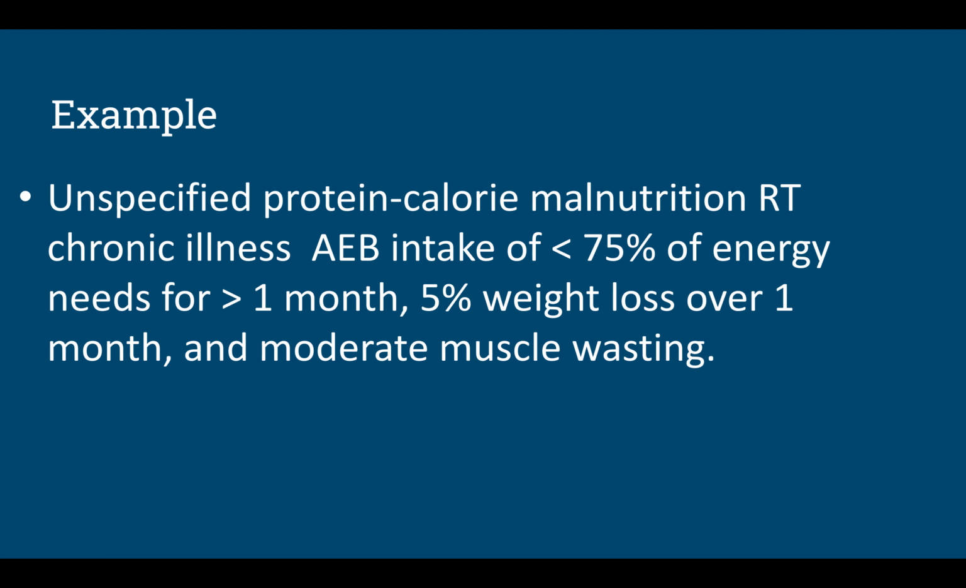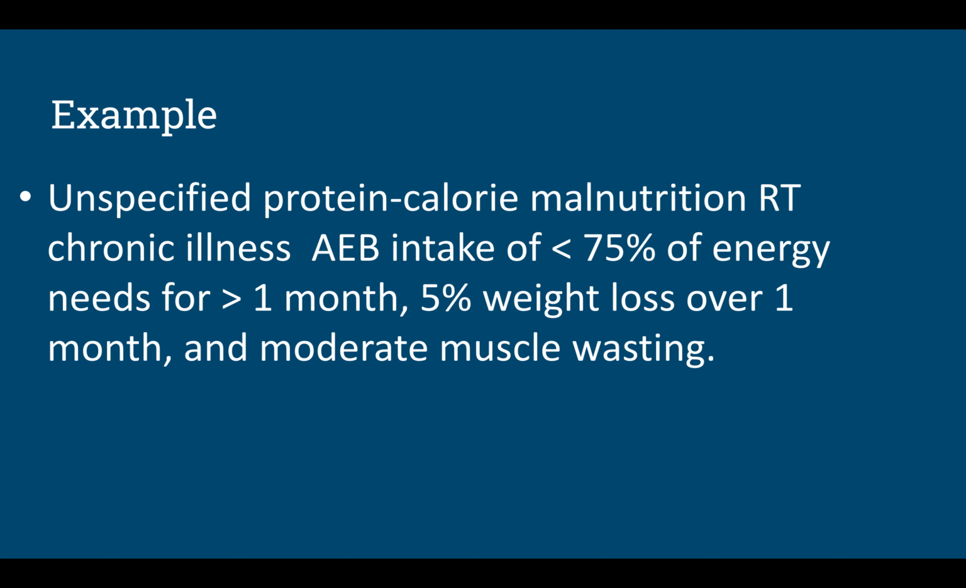And that's pretty much what I use in my PES statement. For example, I will use unspecified protein calorie malnutrition. Now, my related to is whatever is causing the malnutrition. In this case, it was a chronic illness, and this could be slightly different. The related to portion and the as evidenced by portion don't have to be set in stone. It has to be something that truly reflects what's going on with the patient.